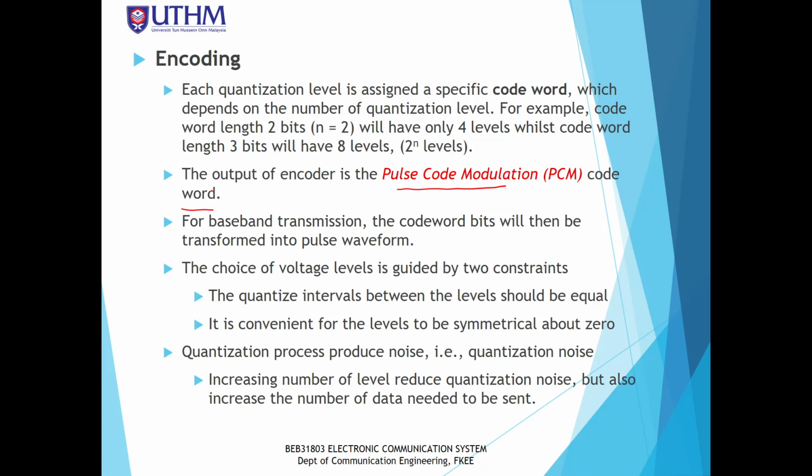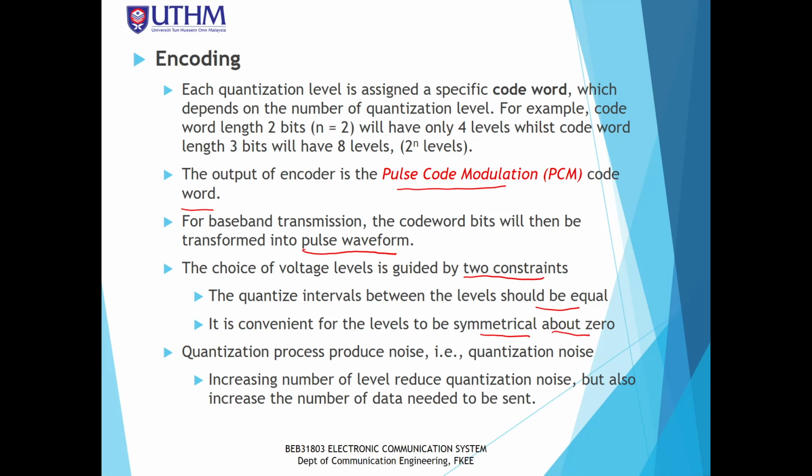Okay, so for the baseband transmission, the code word will then be transformed into a pulse waveform. Untuk baseband transmission, maka code word ini akan ditukar kepada pulse waveform. Pulse waveform yang tadi saya katakan tadi kita assign dengan specific voltage value. So the choice of voltage level is guided by 2 constraints. So macam mana kita nak assign dengan voltage, ada 2 constraint, iaitu the quantized interval between the level should be equal, and it is convenient for the level to be symmetrical about 0, symmetry pada 0.